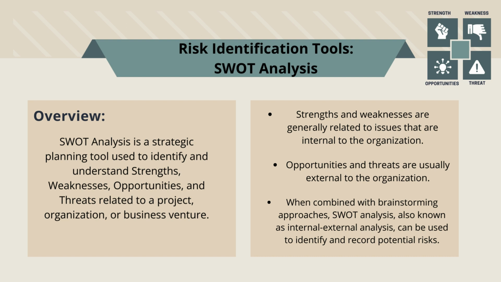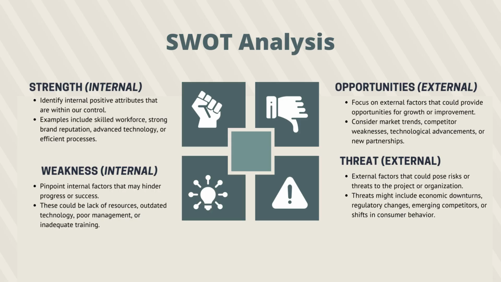So when combined with a brainstorming approach, SWOT analysis, also known as internal-external analysis, can also be used to identify and record potential risks. Alright, we continue to the SWOT analysis. For the strength, identify internal positive attributes that are within our control, such as skilled workforce, strong brand reputation, advanced technology, or efficient process. Next, the opportunities focus on external factors that could provide opportunities for growth or improvement.